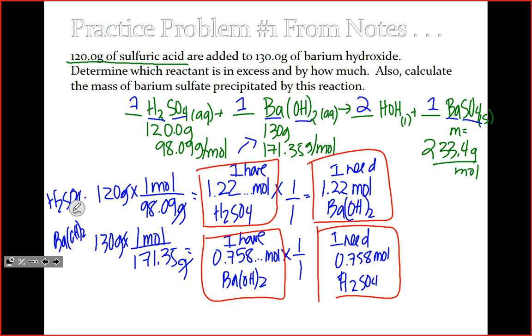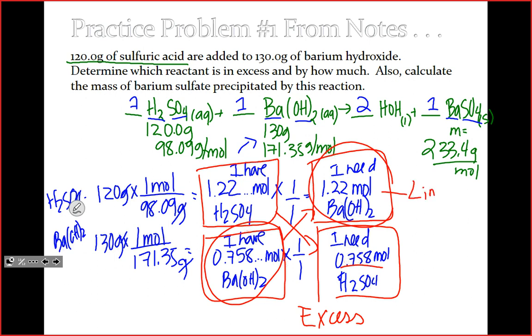So now I'm going to compare. If I have 1.22 moles of H2SO4 and I need 0.758, this is my excess. And if this is what I have and this is what I need, this is my limiting, because I have 0.758 and I would need 1.22 moles. Make sense?